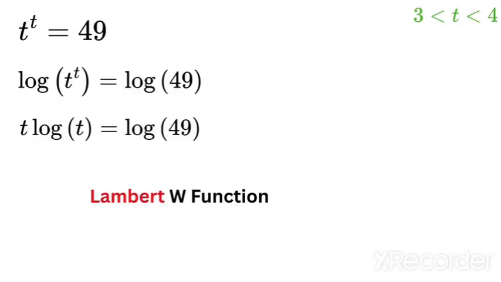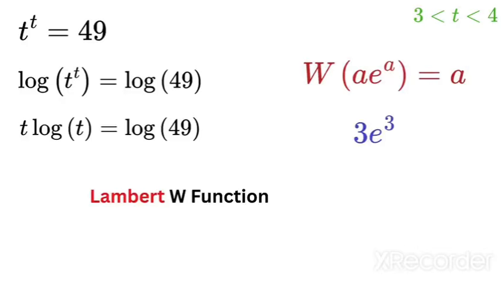Suppose we have an expression like a times e raised to the power of a. When we apply the Lambert W function to this expression, we get the result as a. This is the beauty of the Lambert W function. Suppose, for example, we have the expression 3 times e raised to the power of 3. You can see that this is of the form a times e raised to the power of a, and the value of a here is 3. So now, if we apply the Lambert W function on this expression, we get the result as 3.